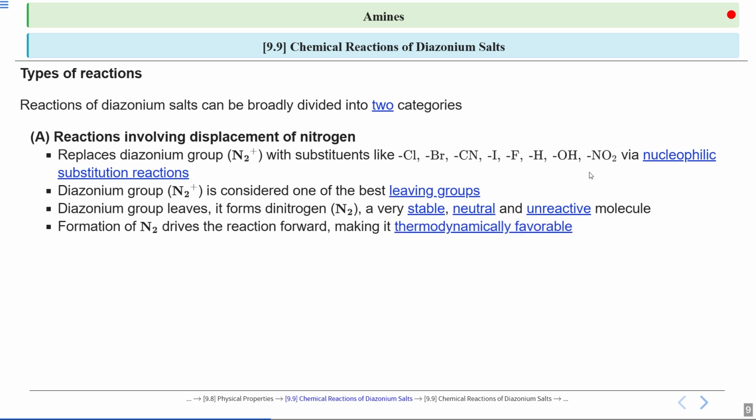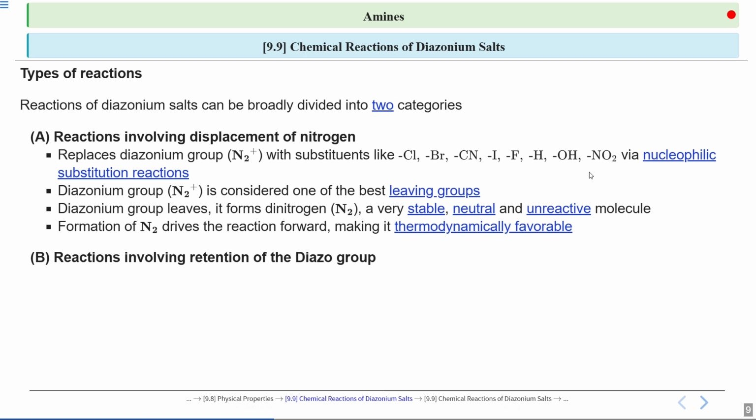Now because N2 gas is so stable, its formation actually drives the reaction forward. So this makes the overall process thermodynamically favorable, meaning the reaction naturally wants to go in the forward direction.